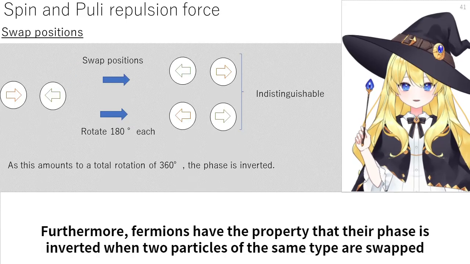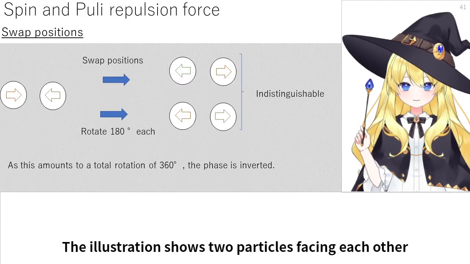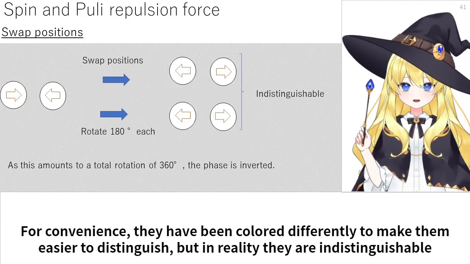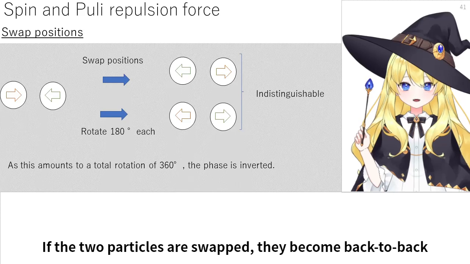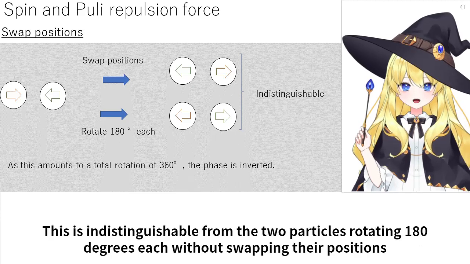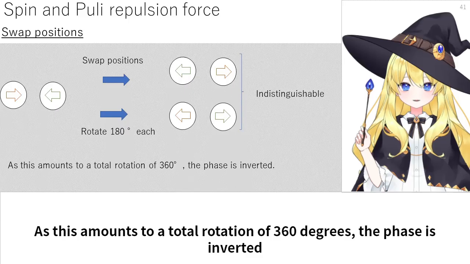Furthermore, fermions have the property that their phase is inverted when two particles of the same type are swapped. The illustration shows two particles facing each other. For convenience, they have been colored differently to make them easier to distinguish, but in reality they are indistinguishable. If the two particles are swapped, they become back-to-back. This is indistinguishable from the two particles rotating 180 degrees each without swapping their positions. As this amounts to a total rotation of 360 degrees, the phase is inverted.